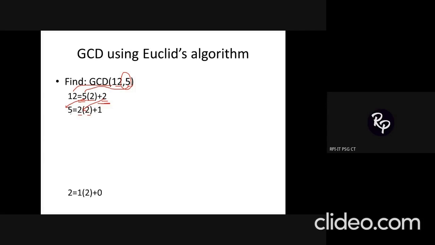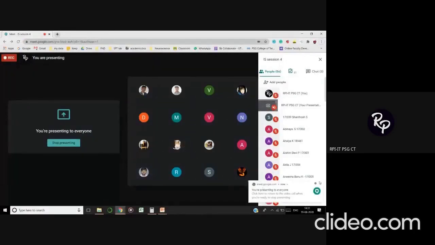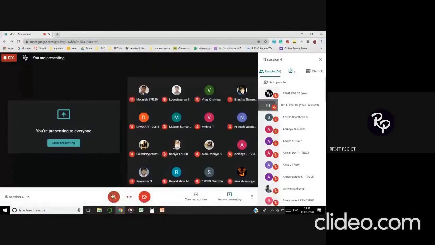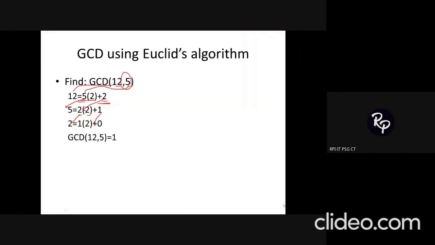So next calculation, obviously I have done the calculation for 5. So now this 2 you need to represent in terms of 1. So 2 we are going to represent in terms of 1. So the answer is going to be 2 is equal to 1 into 2 plus 0. So after this you need not do any more substitution because I have got the remainder as 0.